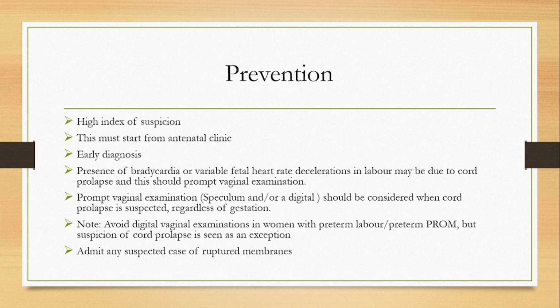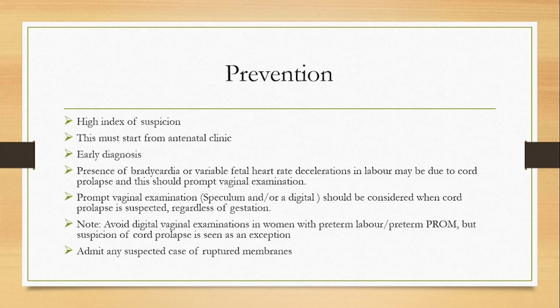Now, you must avoid digital vaginal examination in women with preterm labor or preterm pre-labor rupture of membrane. But suspicion, because if you're having a suspicion of cord prolapse, that is a challenge. When you now have a cord prolapse in them, it is not an exception. What I'm trying to say is that in a client in labor with preterm labor or preterm pre-labor rupture of membrane, you must understand that when you are avoiding digital examination in PROM, but when you are having a suspicion of cord prolapse, it's an exception.